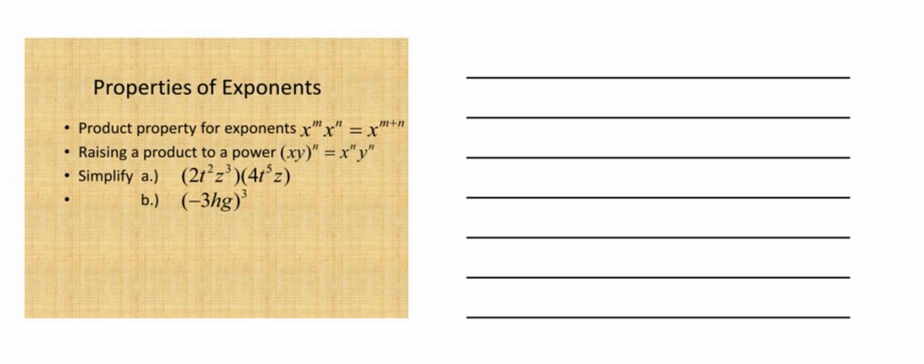Well, in this case we have properties of exponents. Product property for exponents: x to the m times x to the n. The equivalent is to say x to the m plus n.